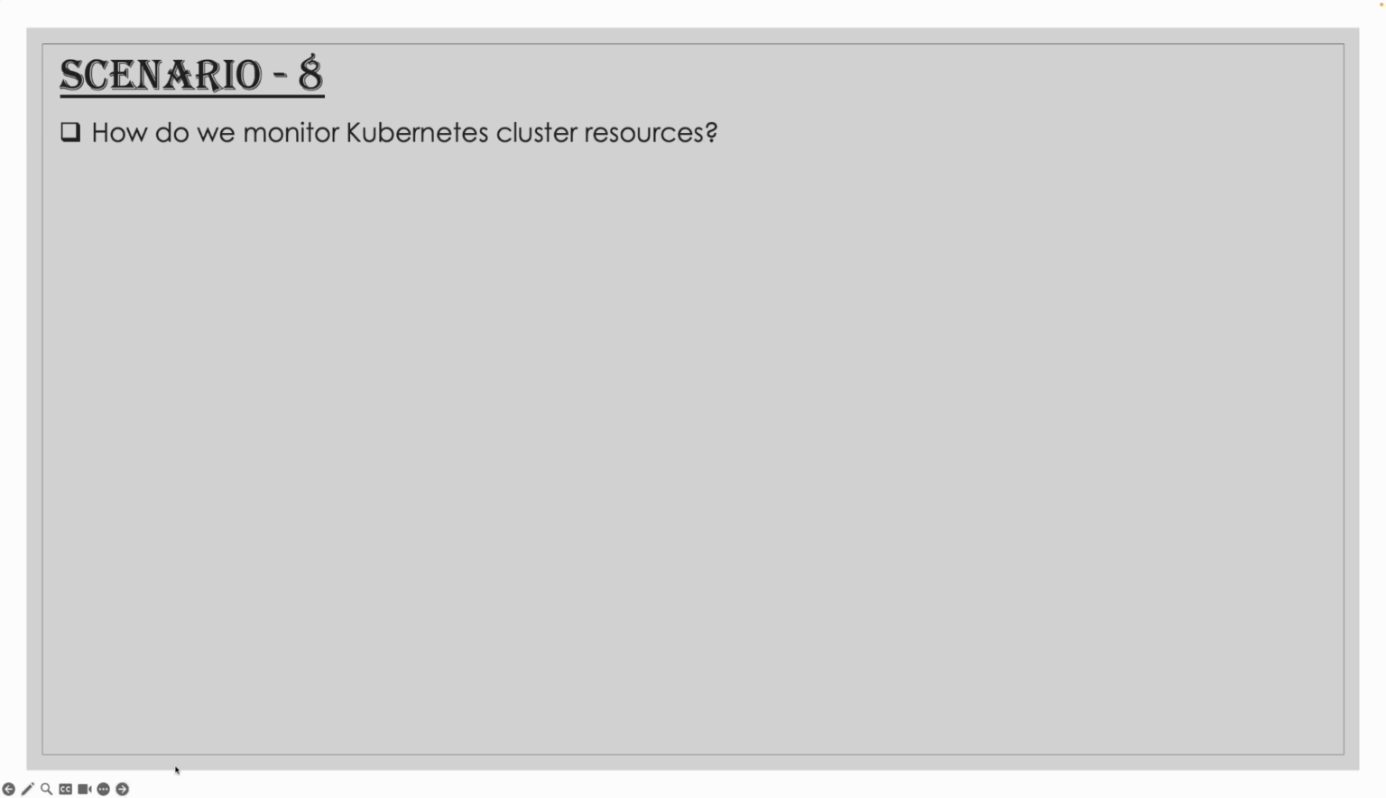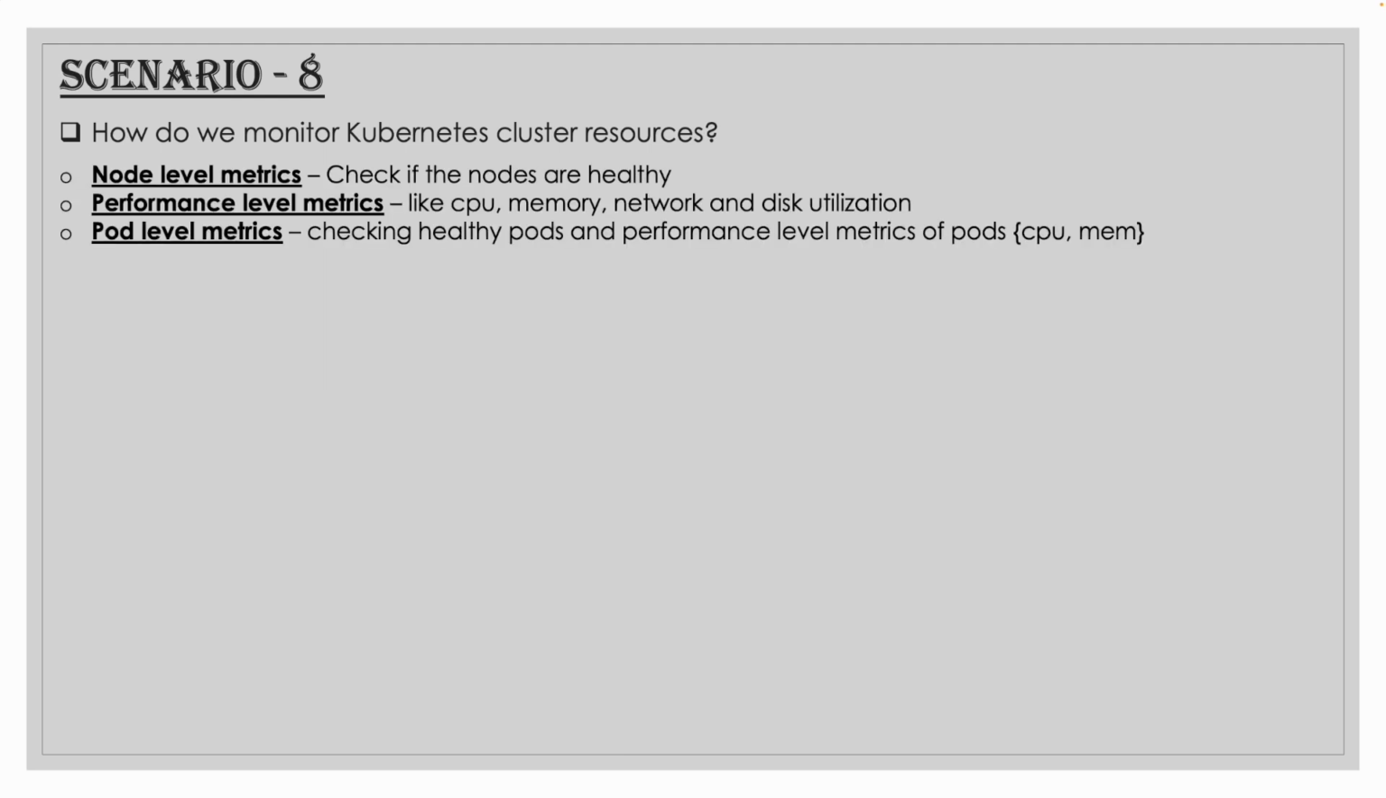Okay, the question is, how do we monitor Kubernetes cluster resources? Now again, this looks like a very straightforward question, but you need to ask various questions like, what exactly do you want to monitor? Do you want to monitor the node level metrics, like check if the nodes are healthy? Do you want to monitor the performance level metrics like CPU, memory, network, and disk utilization? Or do you want to monitor the pod level metrics like the health of the pod and the performance level metrics of pod like CPU and memory?